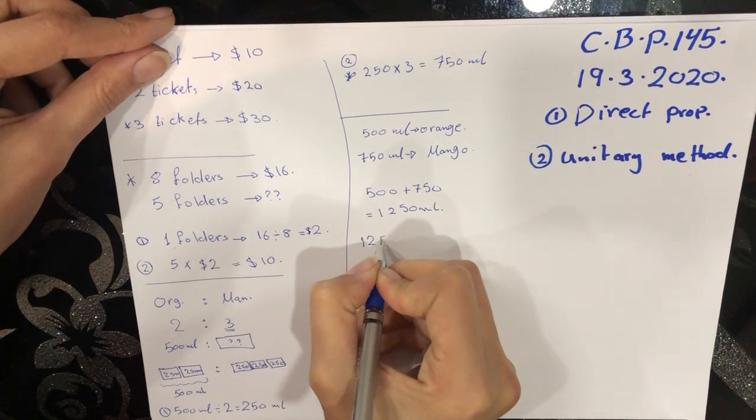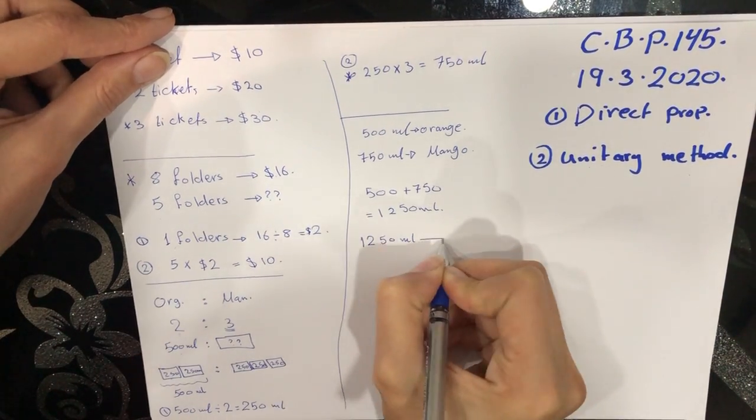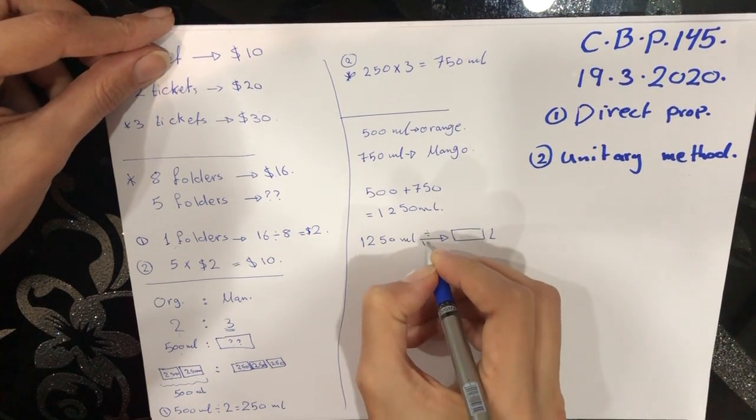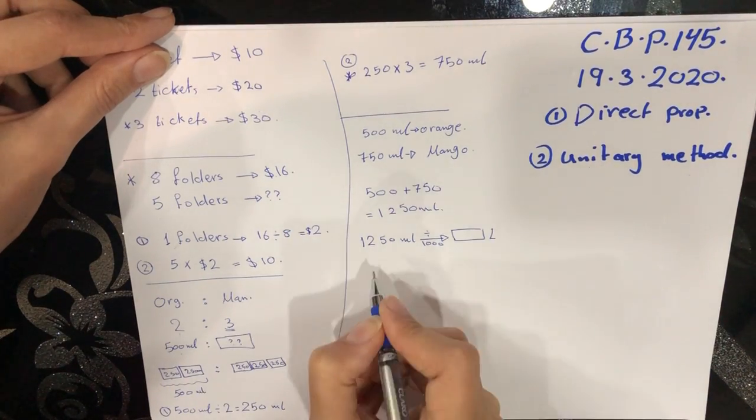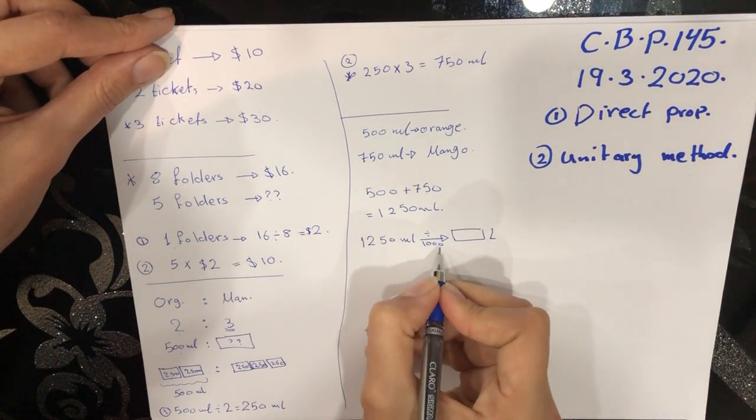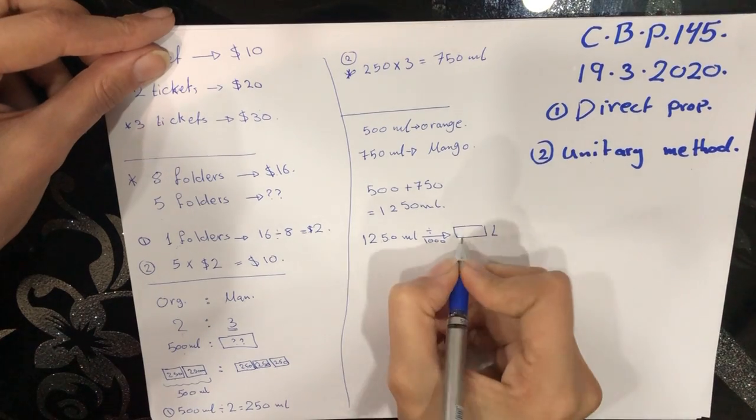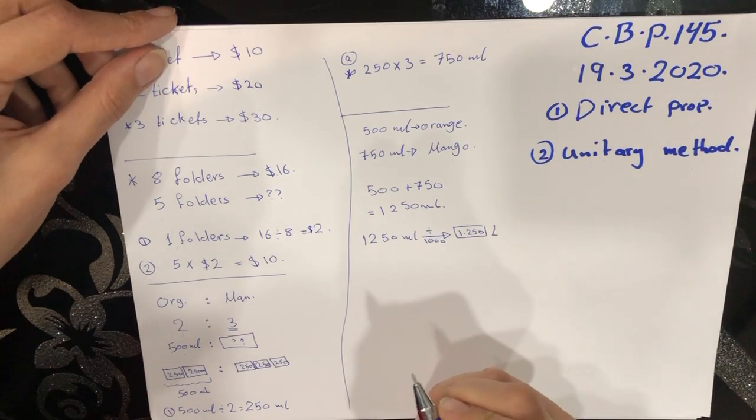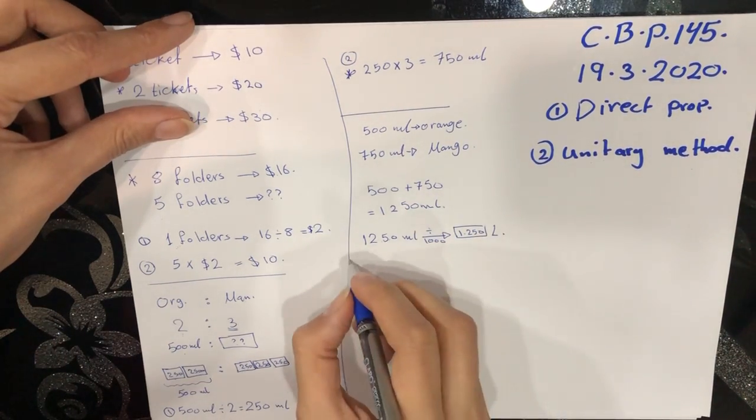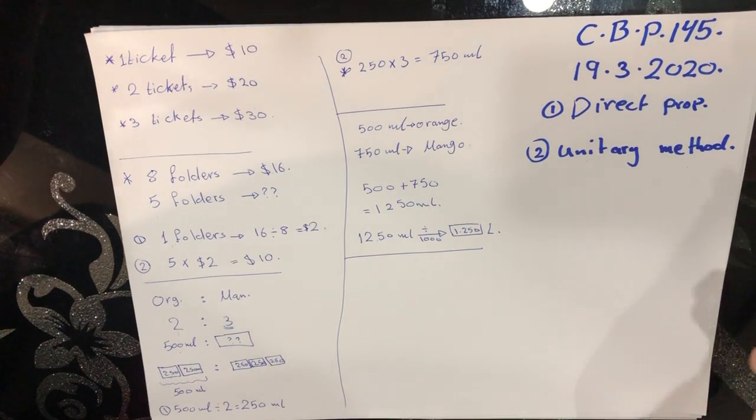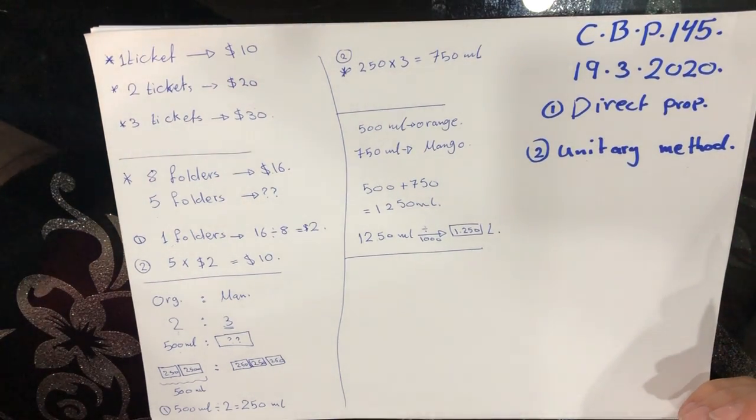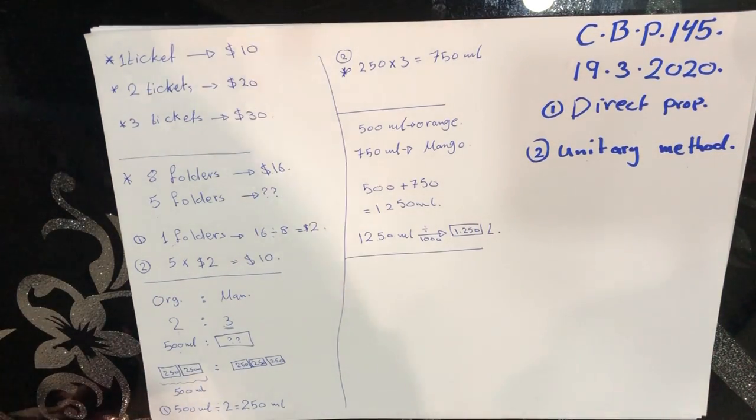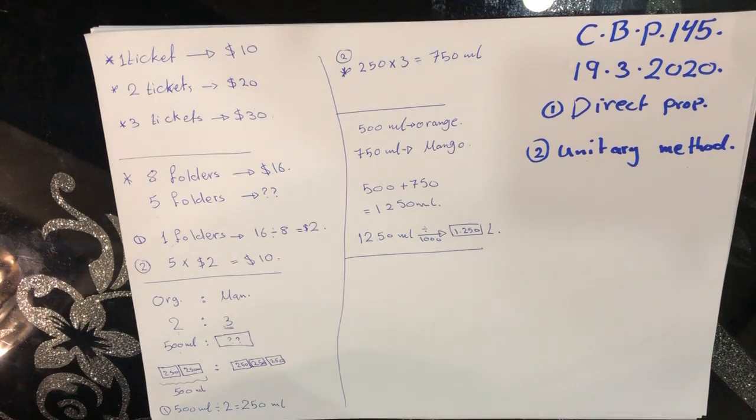Of course, in this question, we will change our answer to liters. To change or convert from milliliters to liters, you will divide by 1,000. So when this number is divided by 1,000, I will move the decimal 3 places. I'll have 1.250 liters of juice total. This is the simplest way you can do proportions and ratios. And this is a worked example that will be found in your book in page 145.